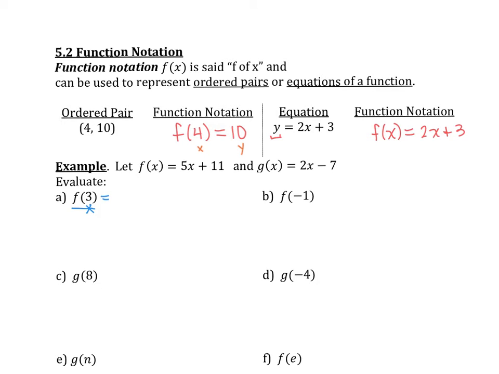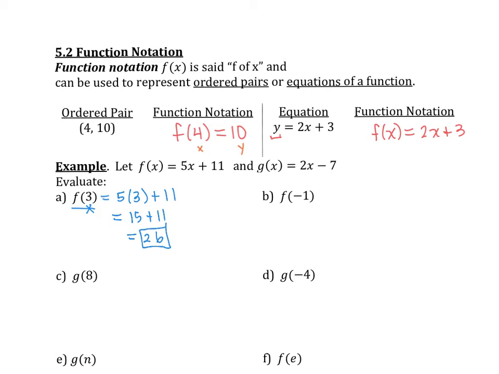So I'm going to go ahead and look for the f equation. It tells me f of x equals 5x plus 11. So I'm going to use 5x plus 11, but where the x is, I'm going to substitute 3, because f of 3 is telling me that x equals 3. And then I evaluate this. This is 15 plus 11, so I get 26. So this is just another way of saying y equals 5x plus 11, evaluate when x equals 3. This is a nicer way of saying that.